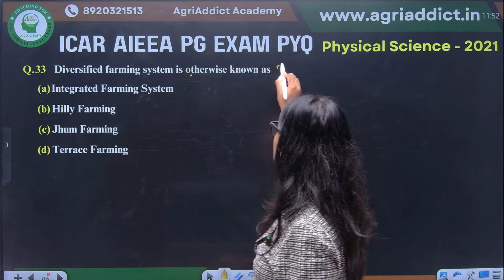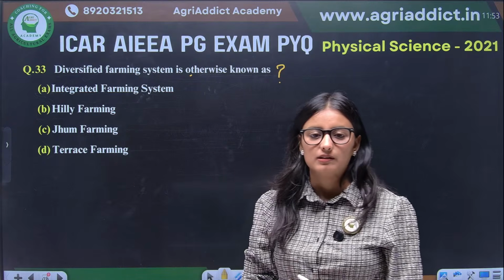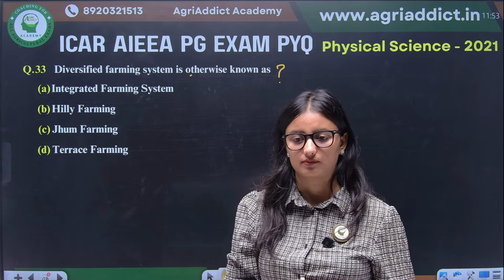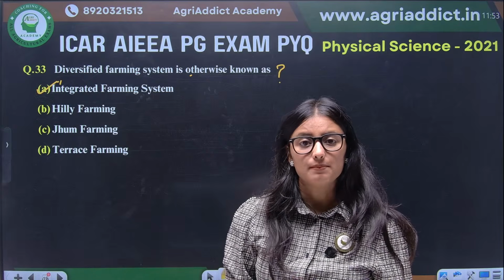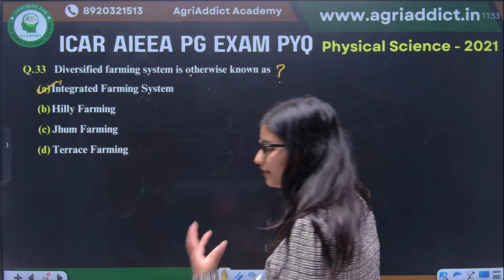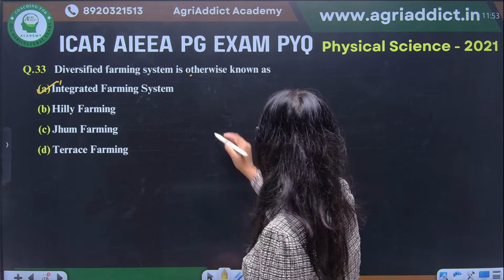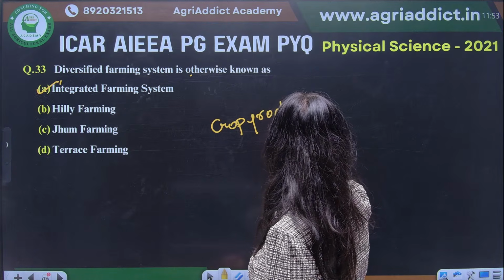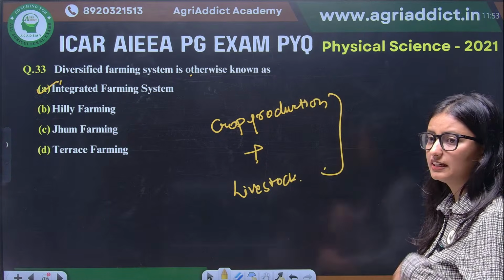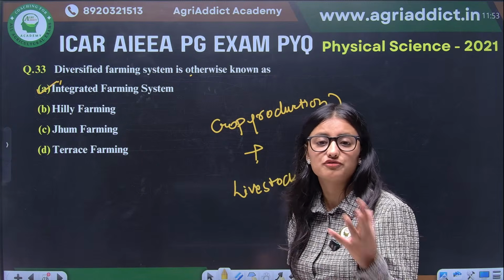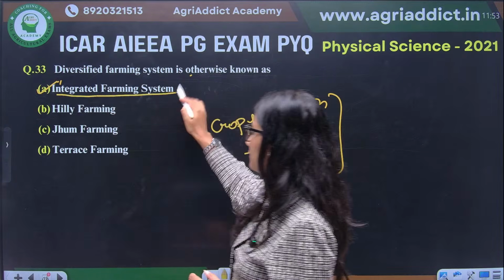Diversified farming system is otherwise known as what? Is it integrated farming system, hilly farming, jhum cultivation, or terrace farming? A, very good. A is the correct answer. This is integrated farming system. In which different agricultural practices, like crop production, and we are also growing livestock. So we are integrating different farming practices, in which the output of the first system acts as the input of the other. So this is integrated, मिली जुली हुई, ठीक है? That is integrated farming system.